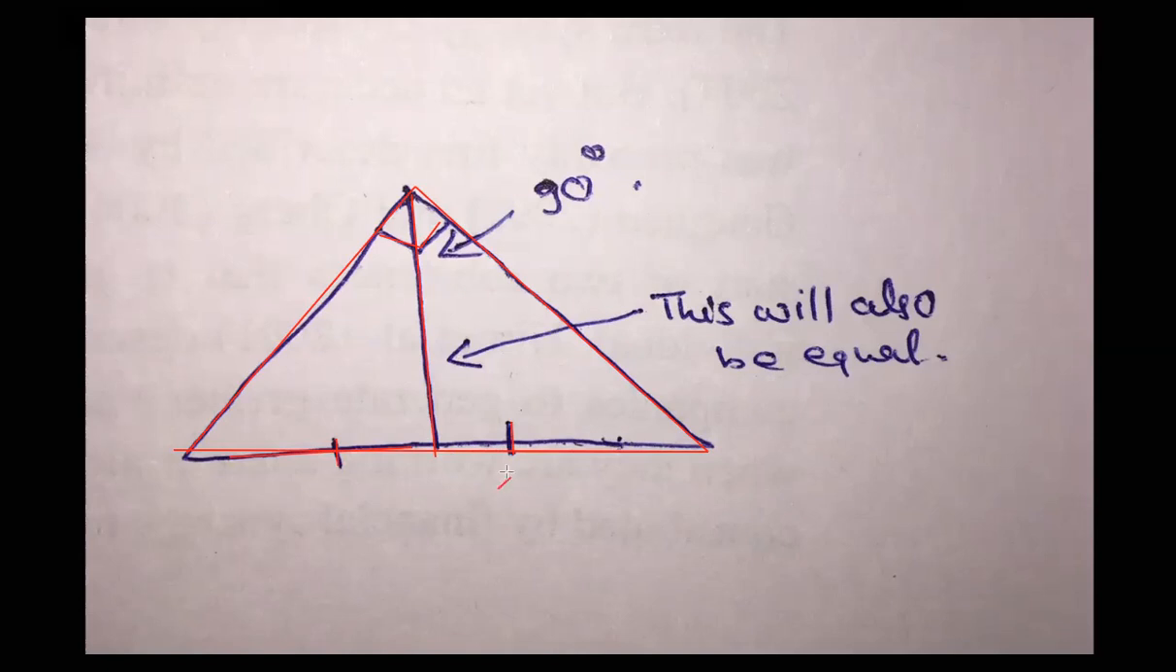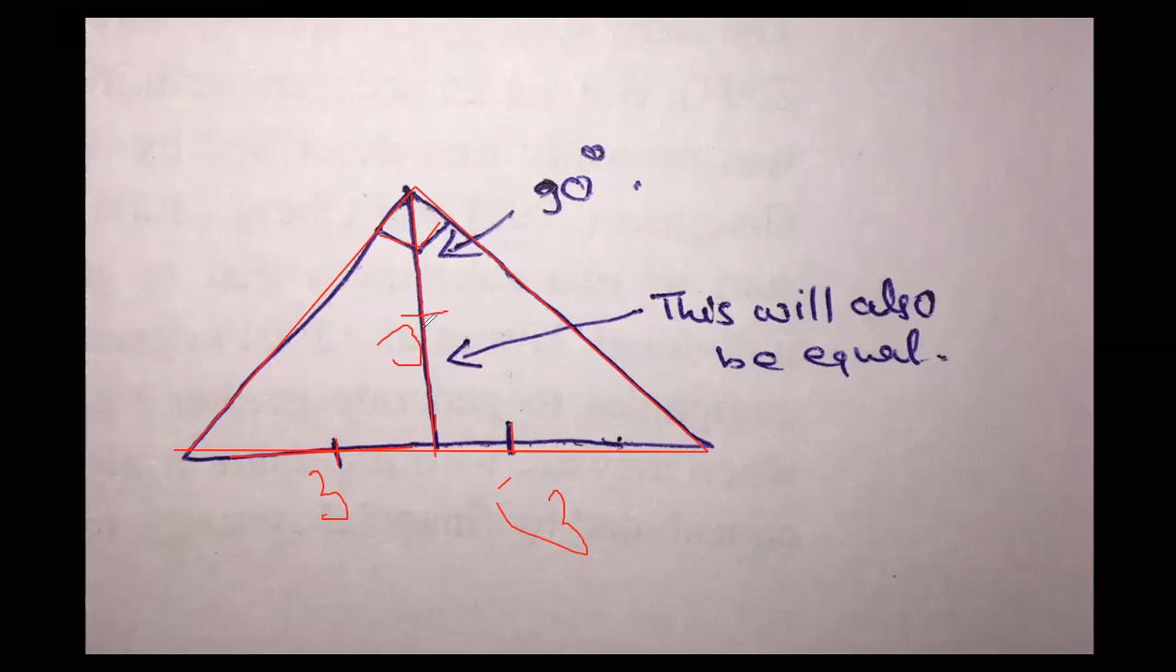Okay, so this is three, this is three. Okay, so this is the rule. Whenever there is a triangle with 90 degrees at the top, whenever the line is drawn to the midpoint, and if these two lines are equal, then the third line, the median drawn from the midpoint, is also going to be equal to each other. So this is the rule.